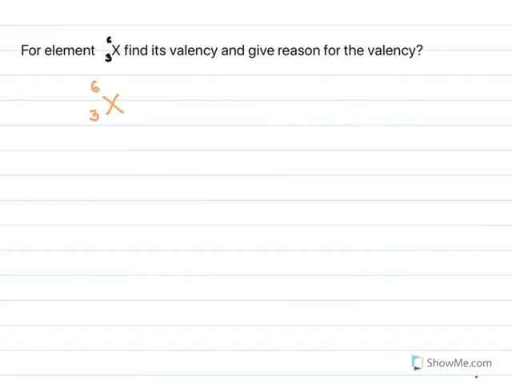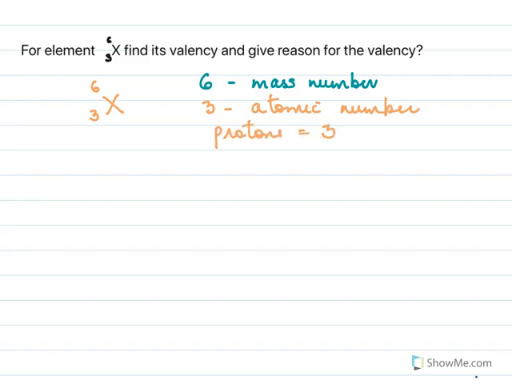We have 6 and 3. Now here we know that 6 is mass number and 3 is atomic number. Atomic number is 3 means protons equal to 3. If protons are 3, electrons also 3. Now let's go ahead and write its configuration. Here configuration will be 2, 1.